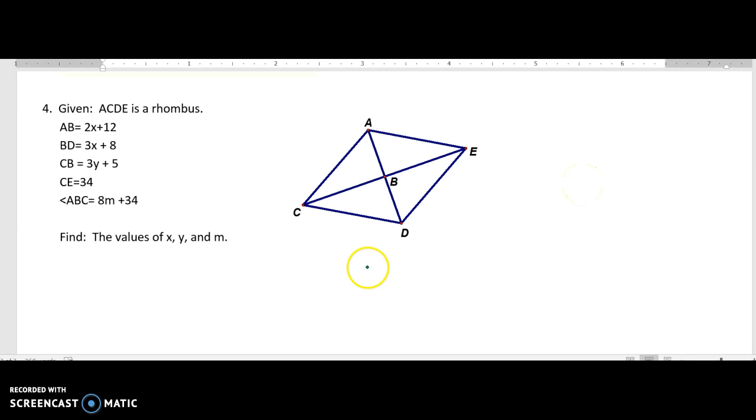And the last example for a rhombus. First thing I'm going to do is label all of the information they give me. They tell me AB is 2x plus 12. Then they tell me BD is 3x plus 8. CB is 3y plus 5. And then CE, and I'm going to highlight this whole segment here, CE, that segment there, is 34. Then they tell me angle ABC, this angle here, is 8m plus 34.